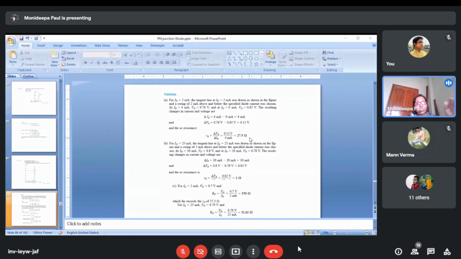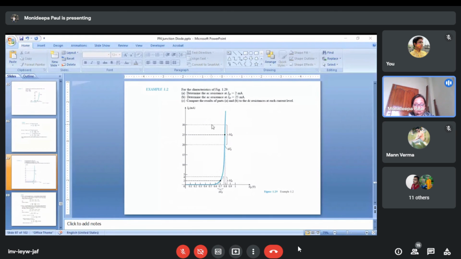Yes, ma'am. In case of DC, we consider that 2 milliampere. So the corresponding voltage is this. So voltage divided by current is equal to resistance. But in the AC, we consider a range. Around 2 milliampere, we consider a range, and this range is from 0 to 4, because we draw the tangent at 2 milliampere.